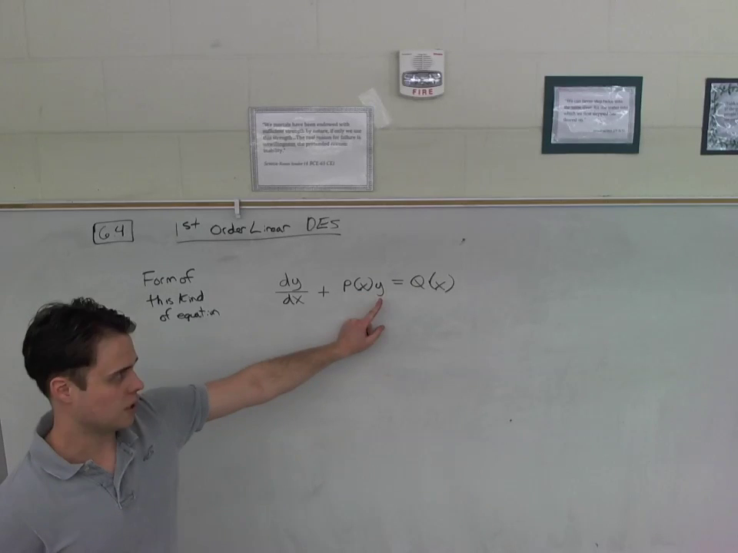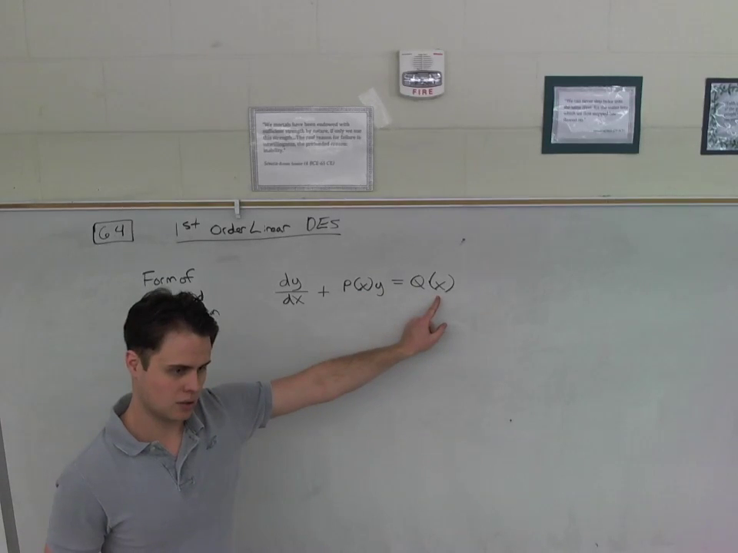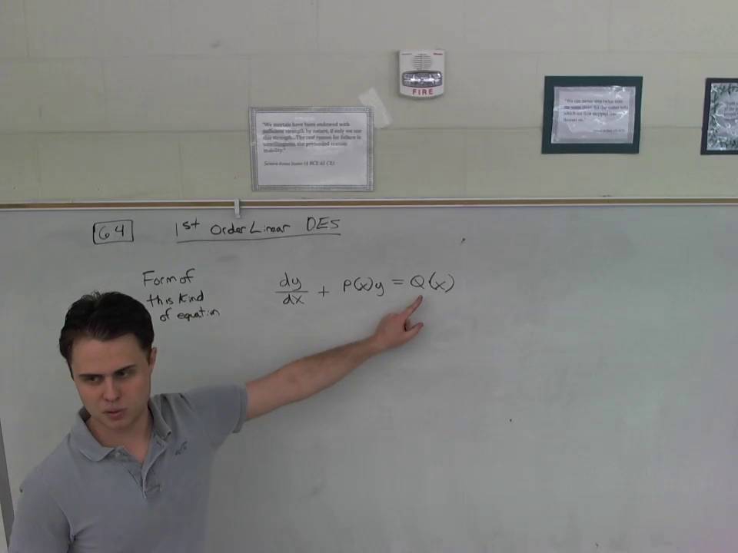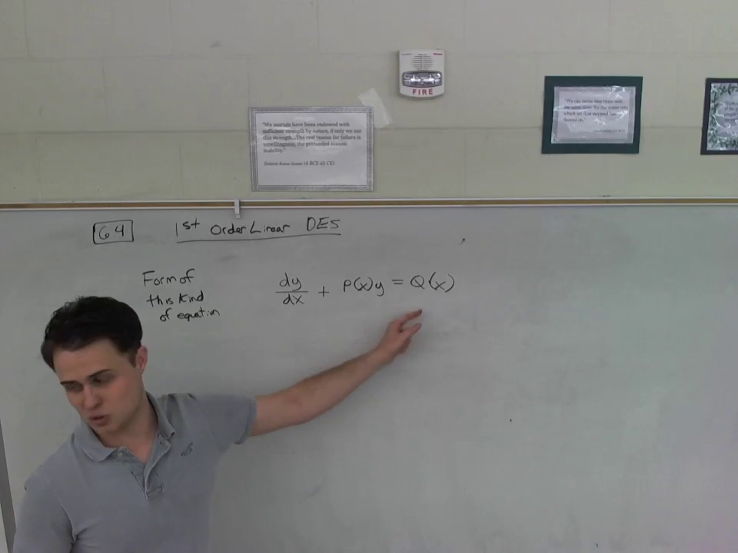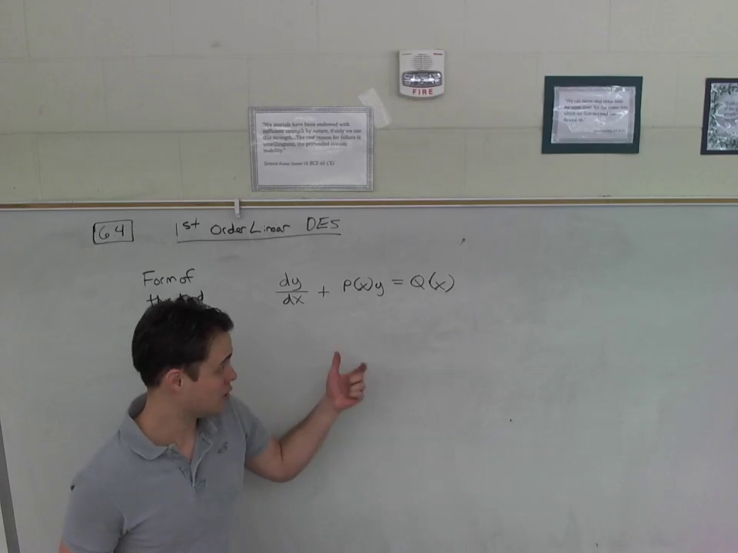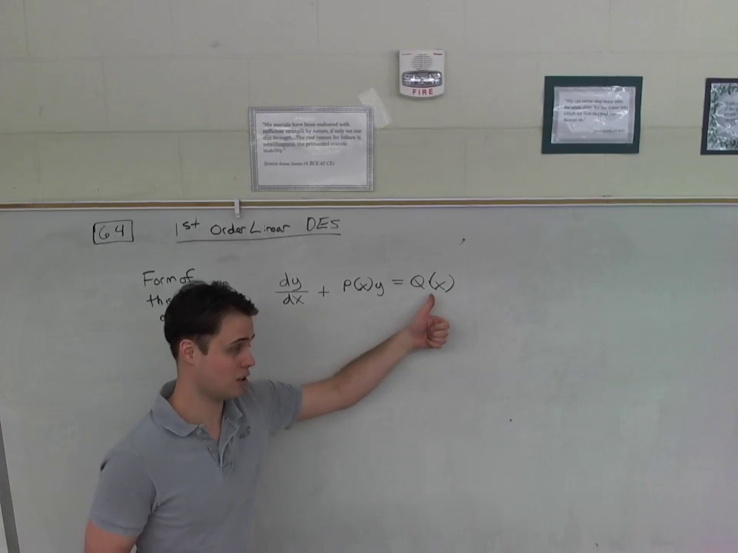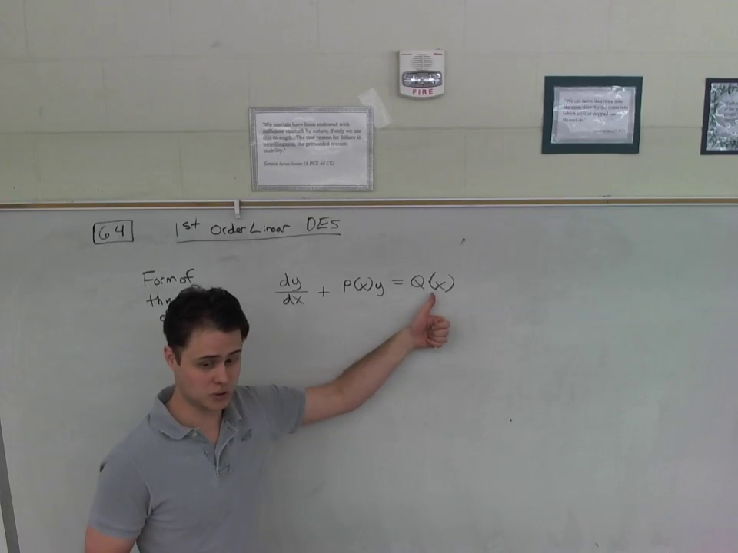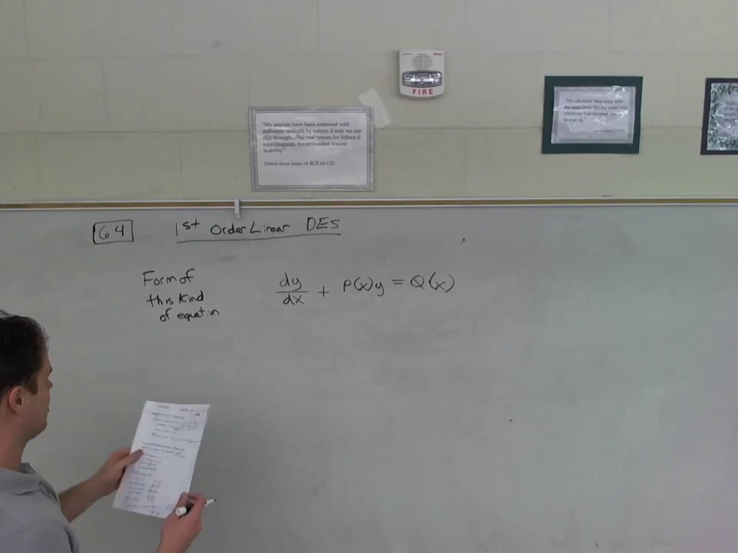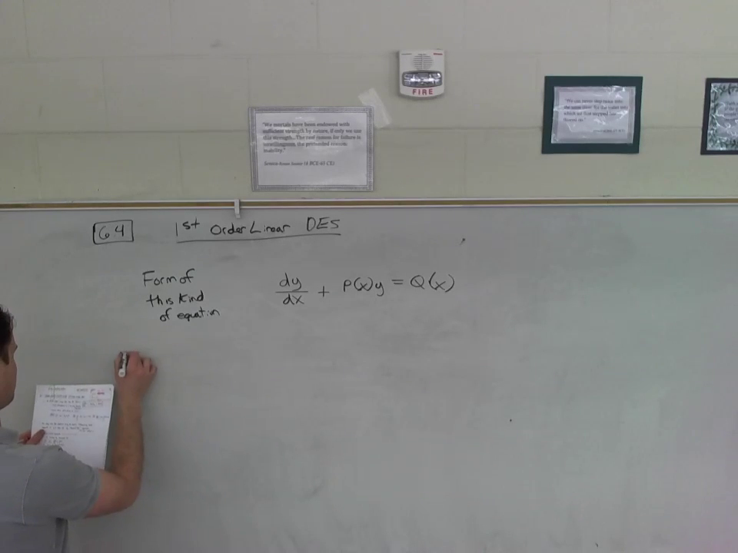X. And this function only depends on x. Why do you think they called these P and Q? Because they're different. There's no other reason, right? A function depending on x stuck here, and a function depending on x on the other side of the equals. That's the form, okay?